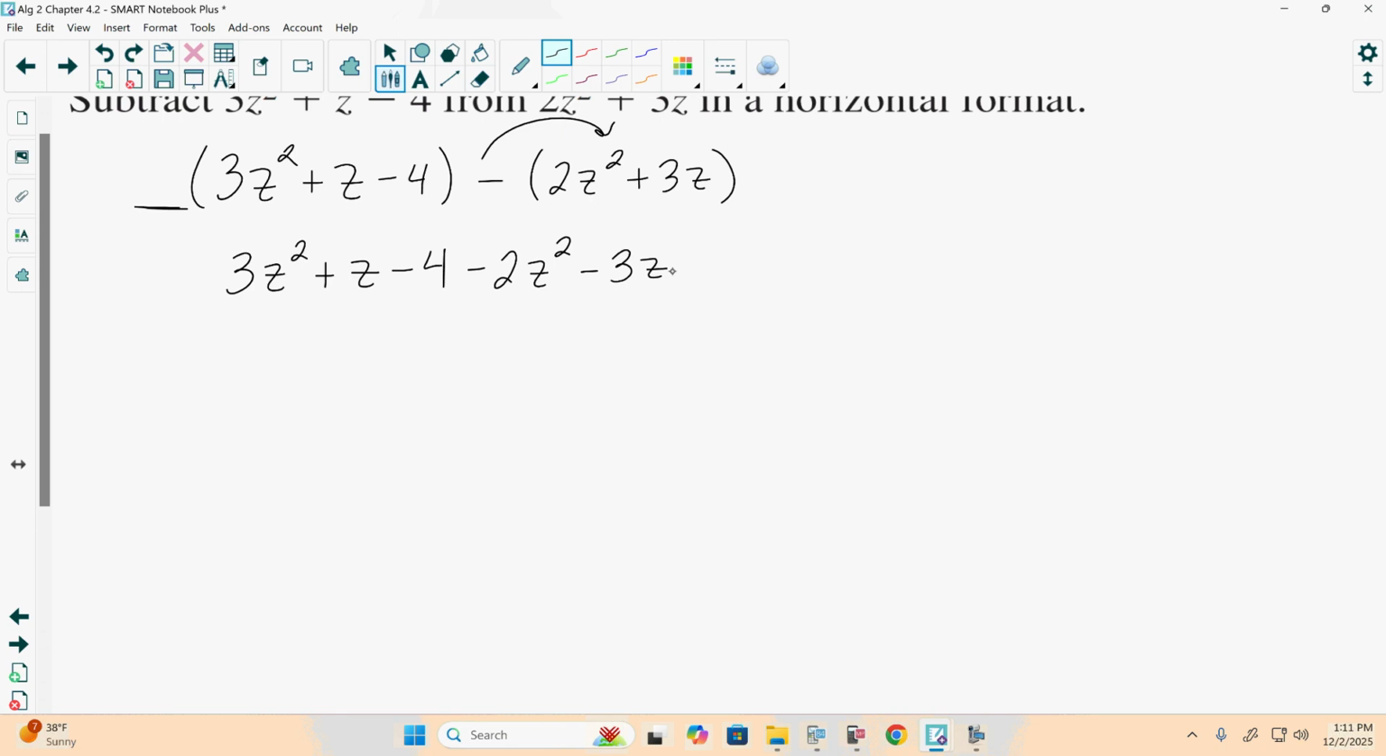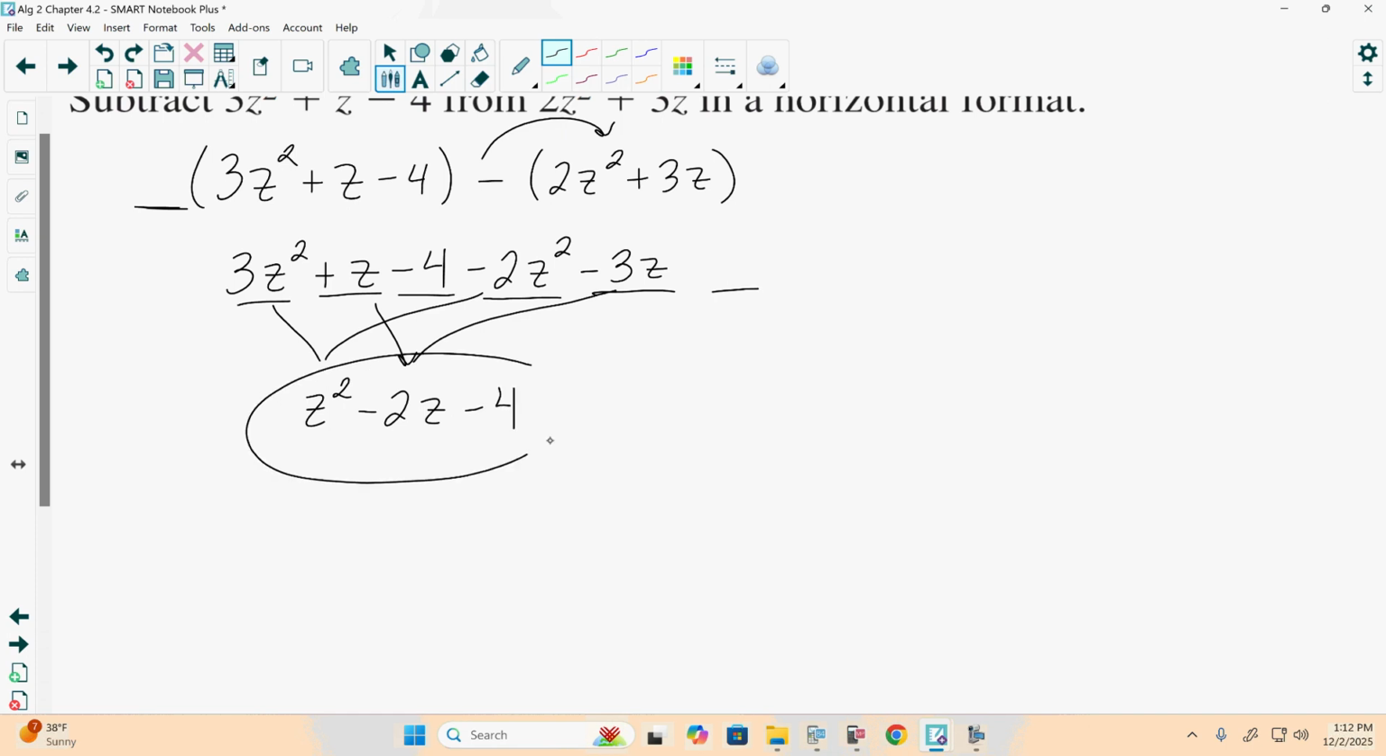Now, at this point here, we want to combine like terms, so our negative 3z squared and positive 3z squared and negative 2z squared. 3z squared minus 2z squared, 3 minus 2 is going to be positive 1z squared. Our z and negative 3z, z minus 3z is negative 2z. Since negative 4 does not have any like terms, it's just negative 4. Questions on this here?